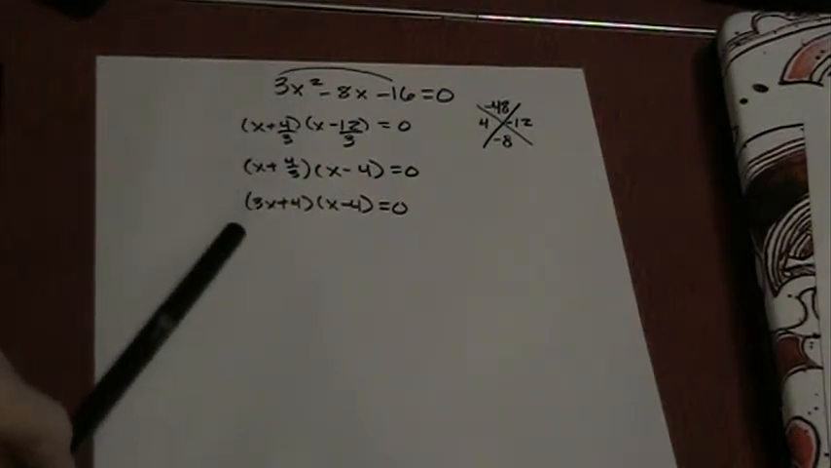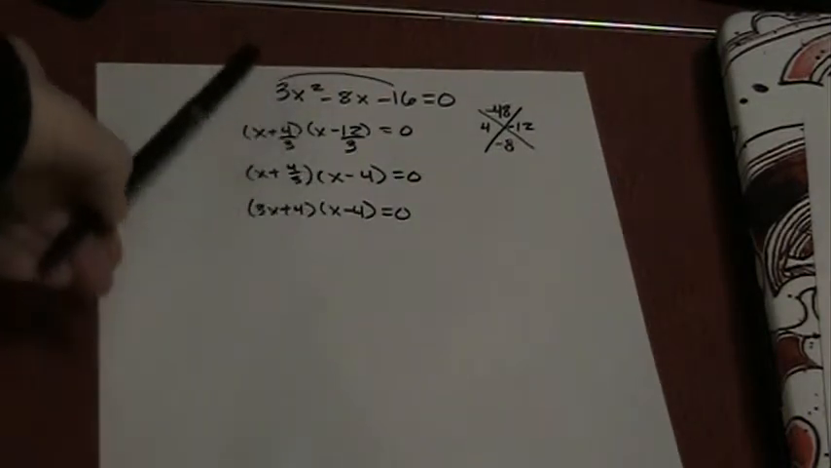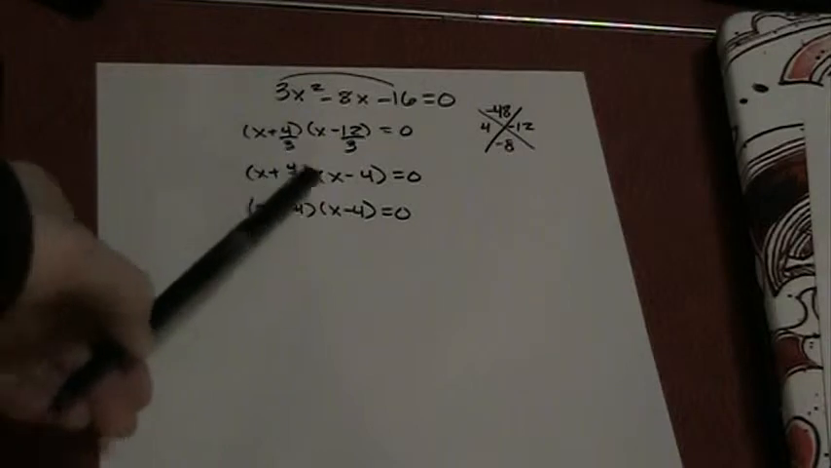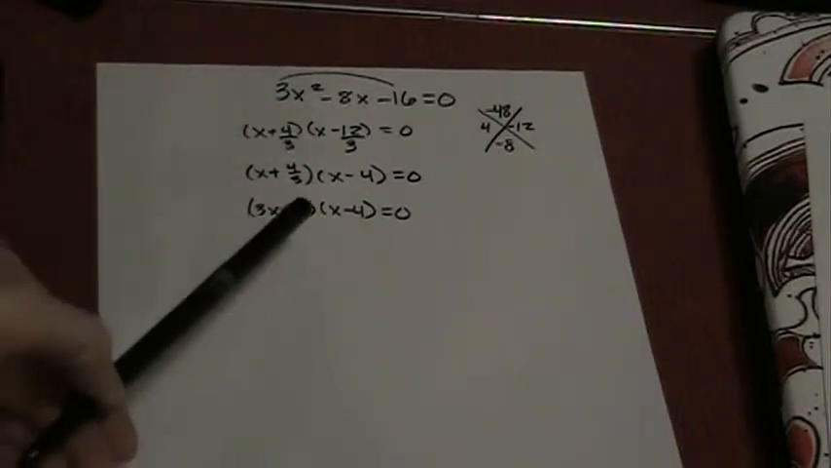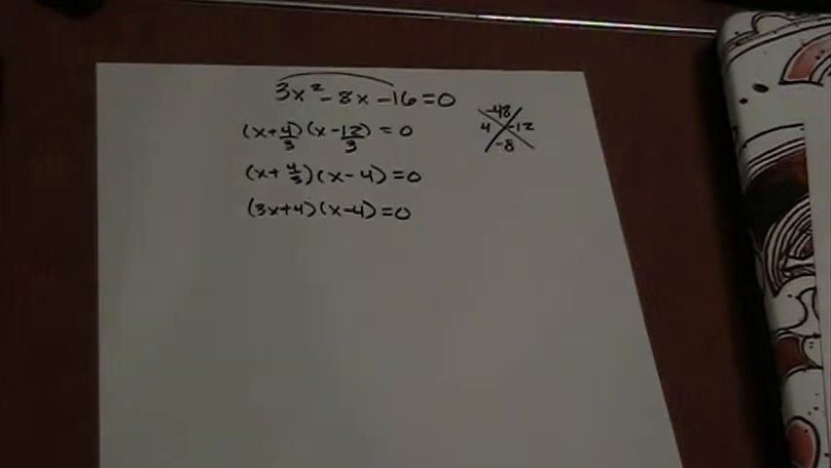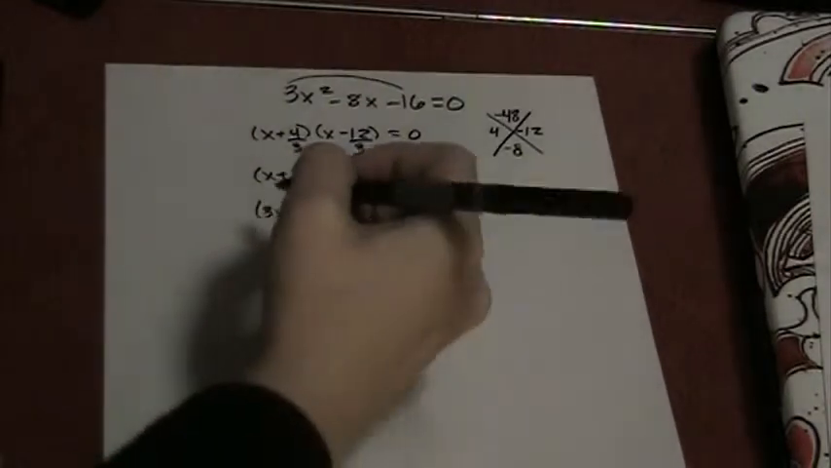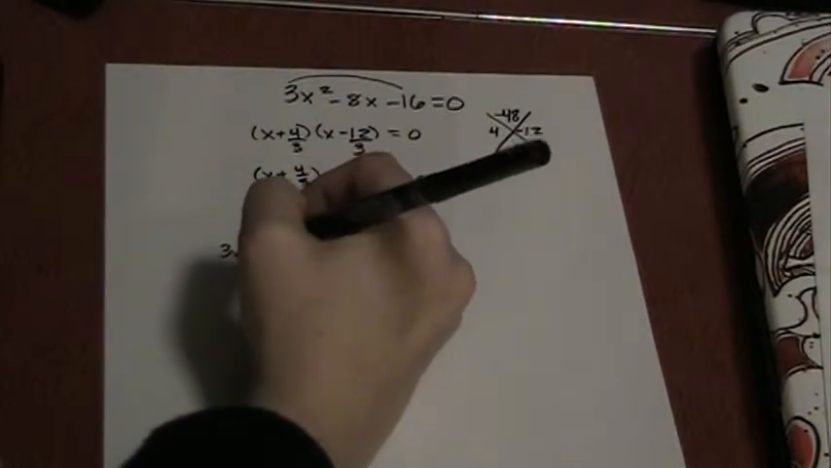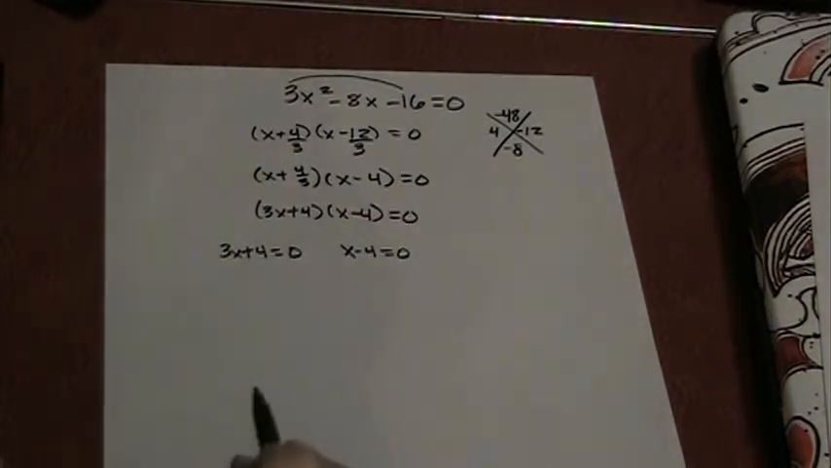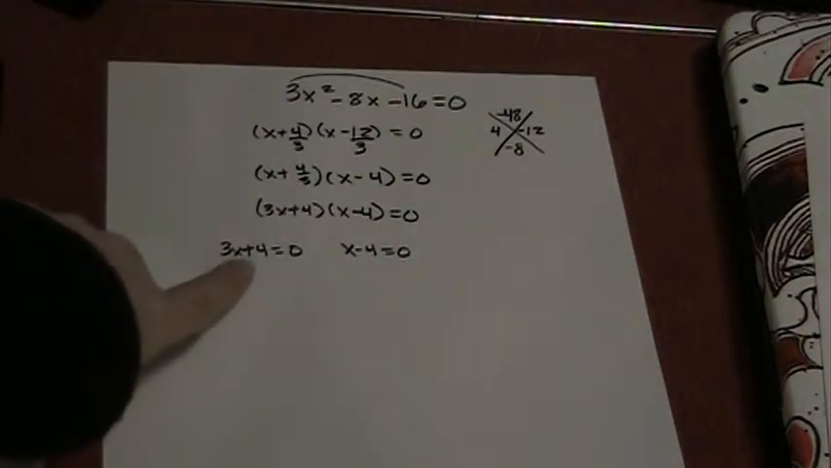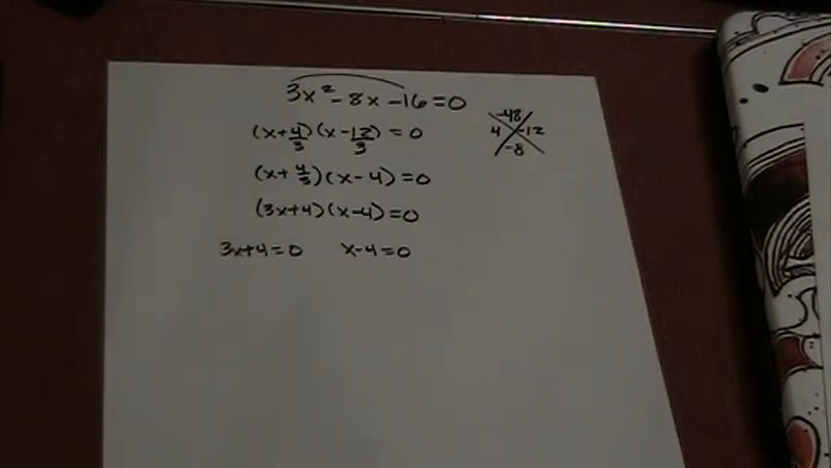Now if you FOIL this out, 3x times x would be 3x squared. Negative 12x plus 4x would be negative 8x, and then 4 times negative 4 is negative 16. So now I have the correct factored form. Same process as before: take each binomial, set it equal to 0, and then solve. When these binomials have a number in front of x, all that means is your answer is going to be a fraction.